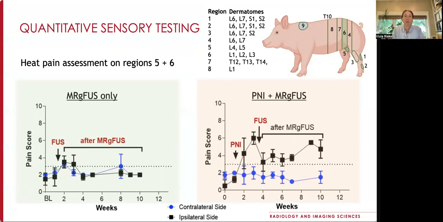In the nerve injury model, pain scores increased after peripheral nerve injury in weeks 2 to 4, and then decreased for approximately 4 weeks after treatment. There were no changes in pain score on the contralateral side.